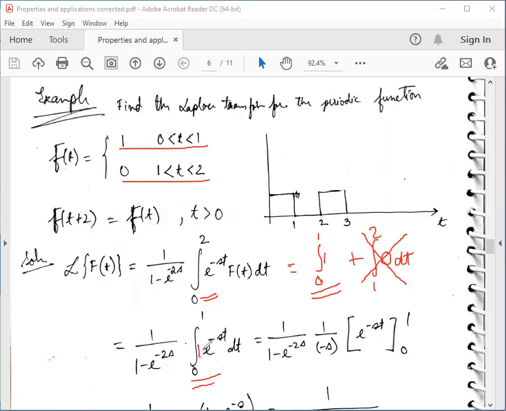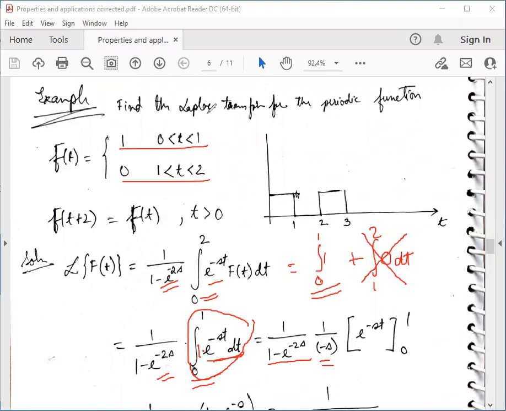And we are multiplying by 1 here, and multiplication by 1 we simply need not write, because the function remains as it is. So it's simply e to the power minus st dt. This coefficient remains unchanged. So this integral becomes e to the power minus st divided by minus s, with the limit from 0 to 1.